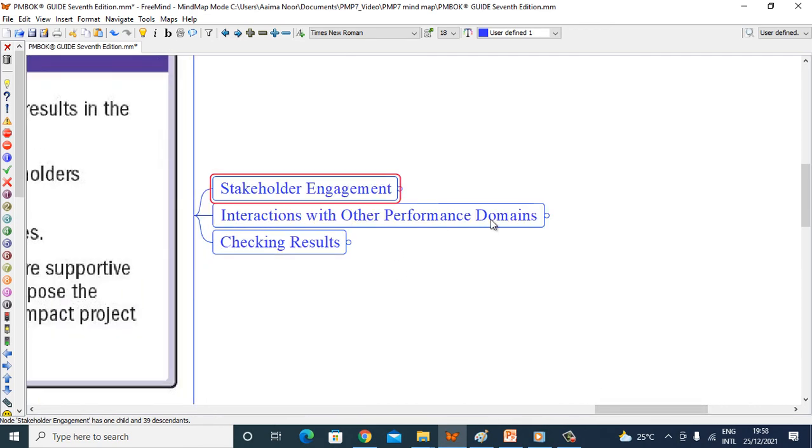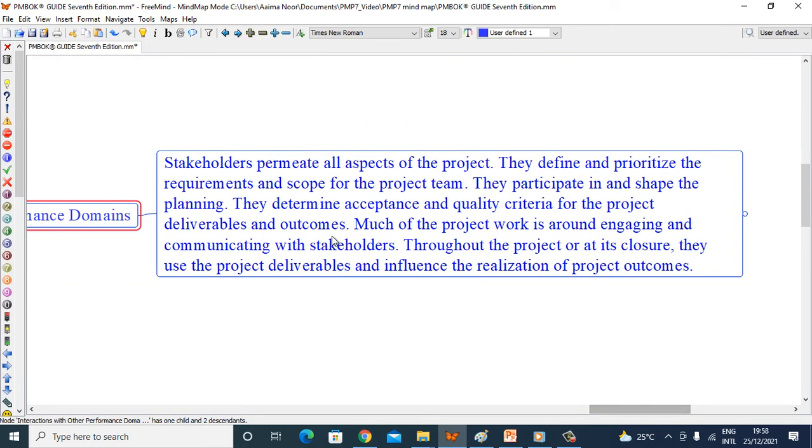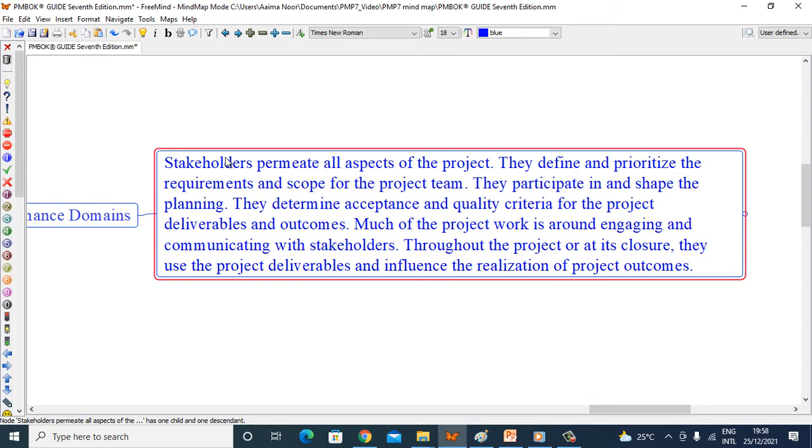Interaction with other performance domains. Stakeholders permeate all aspects of the project. They define and prioritize the requirements and scope for the project team. They participate in and shape the planning. They determine acceptance and quality criteria for the project deliverables and outcomes. Much of the project work is around engaging and communicating with the stakeholders throughout the project or its closure. They use the project deliverables and influence the realization of project outcomes.